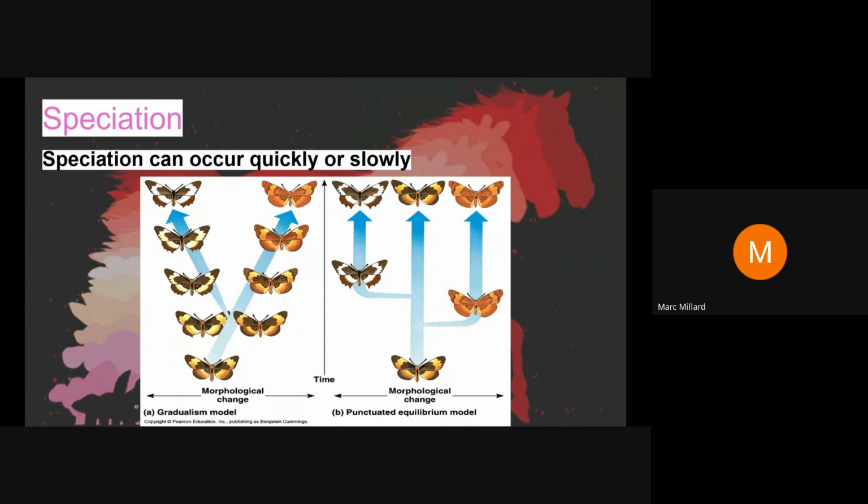Over here on the right side, this is called punctuated equilibrium. You can see we start out with 1 species, it hangs out for a while, and then at very specific points in time, it quickly changes. And now we end up with 3 different species.